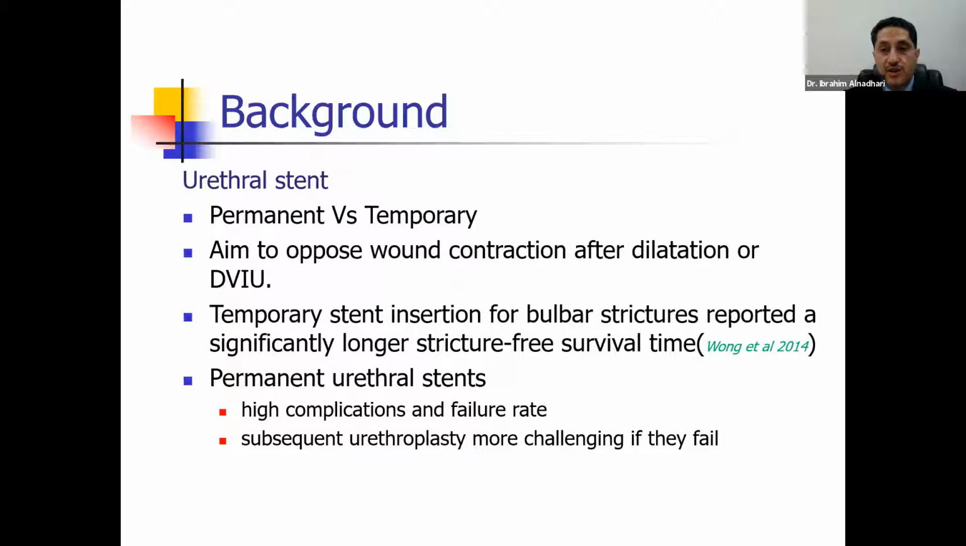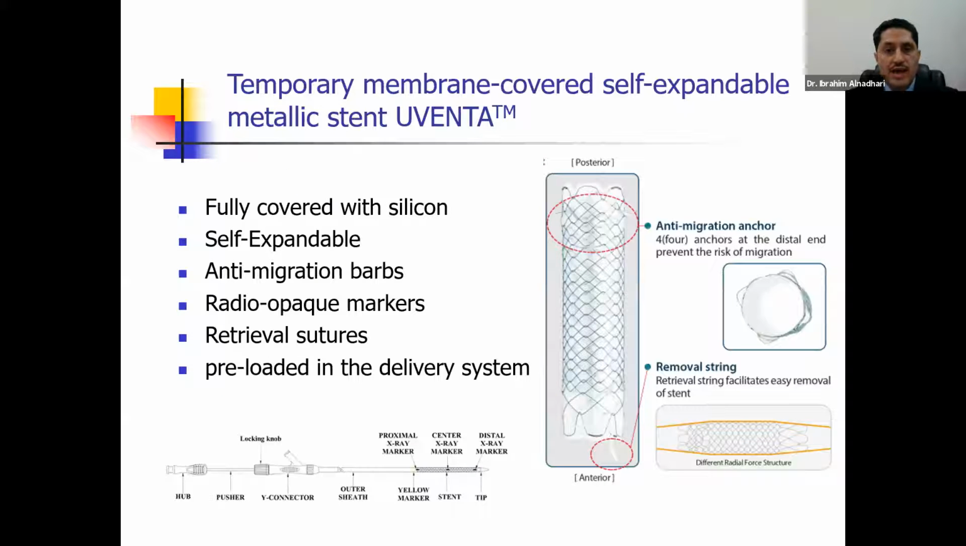There are a lot of types of urethral stents used for the management of urethral stricture, including permanent and temporary. The main aim of the urethral stent is to oppose wound contraction after dilatation or DVIU. Temporary urethral stents showed a significantly longer stricture-free survival in previous literature, but permanent urethral stents unfortunately have a higher complication and failure rate, and also make subsequent urethroplasty challenging and difficult, especially if it fails.